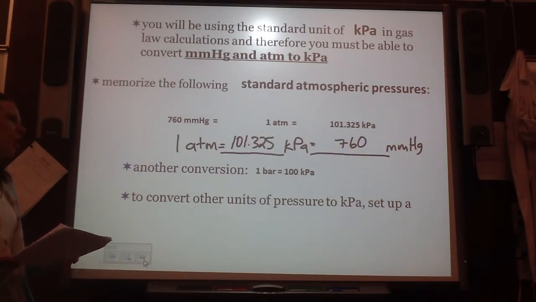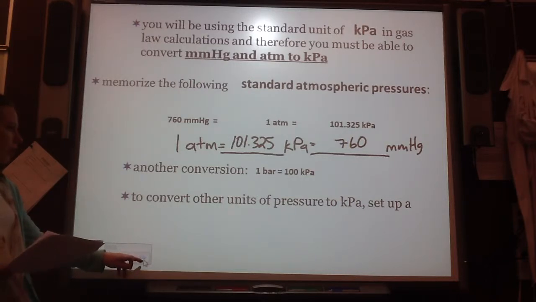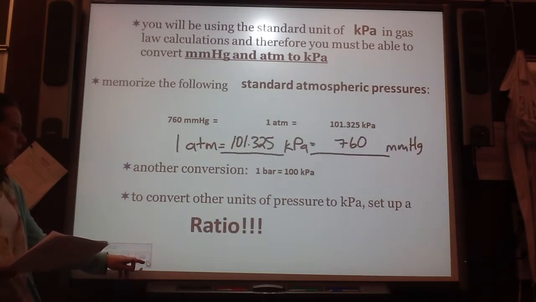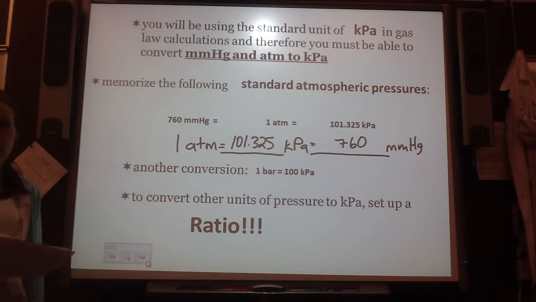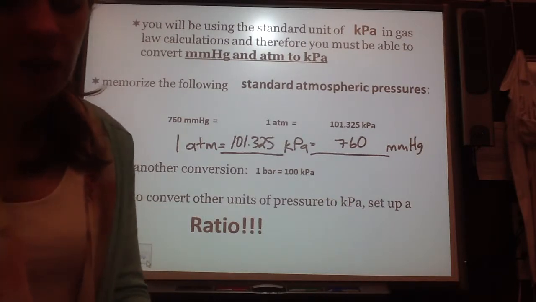Another conversion, 1 bar is equal to 1 kilopascal. We don't really use the bar though that much. To convert other units of pressure to kPa, you set up a ratio. This is how I like to do my conversions the most. I like ratios.